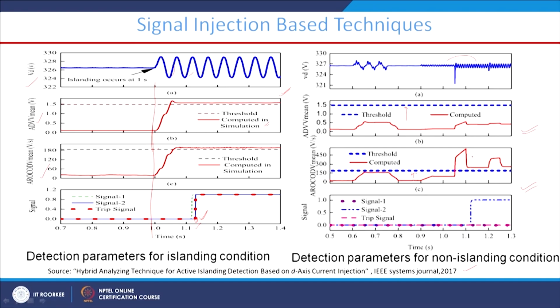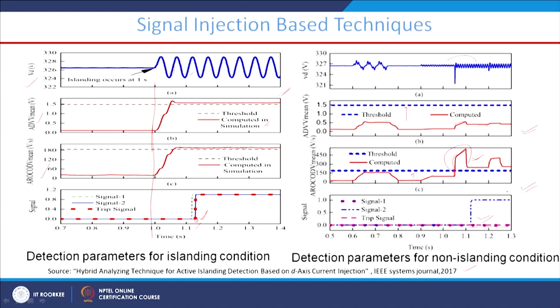And you can see that though the computed value of this RARCOD is crossing the threshold, at that time the other feature is not crossing the threshold. That is why the trip signal is absent. As I said, the outputs of the two signals should be 1 and 1, and only then the AND gate output will be 1 and the trip signal will be generated. Even though one feature is okay, the other feature is not satisfied, so the trip signal is silent at this point.